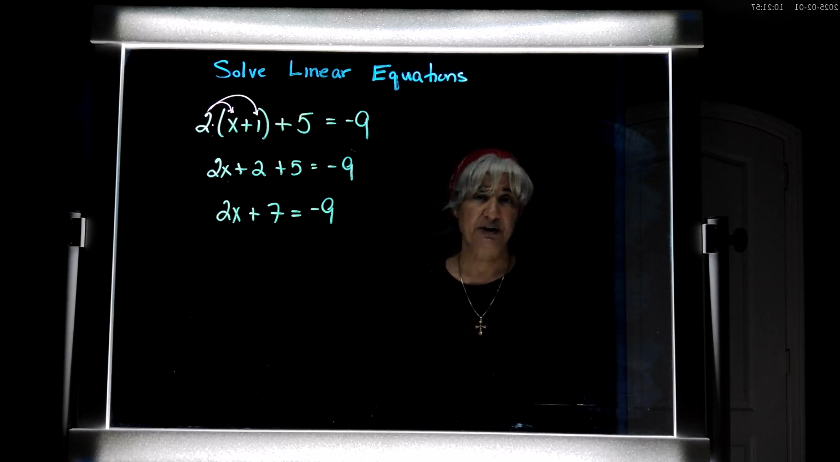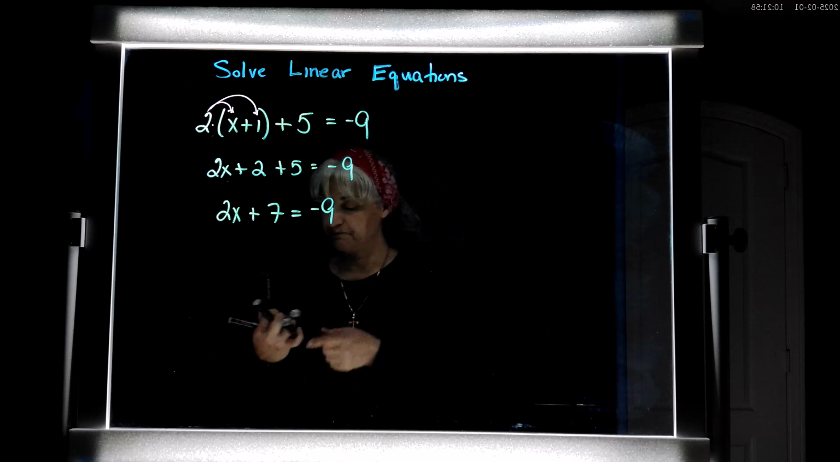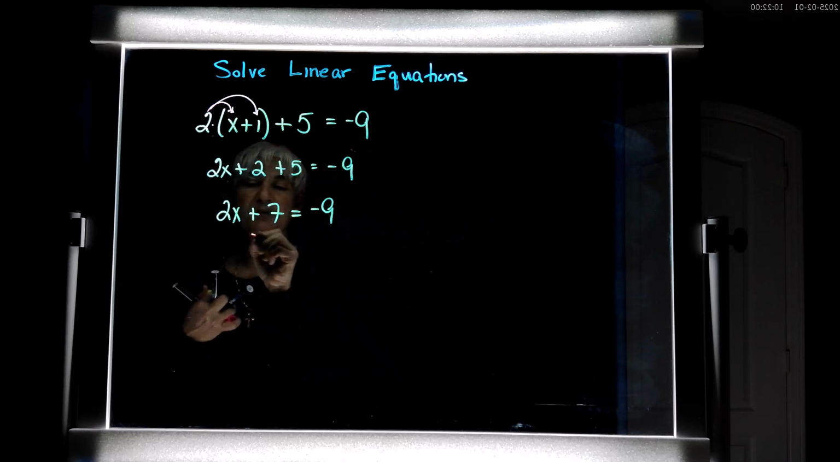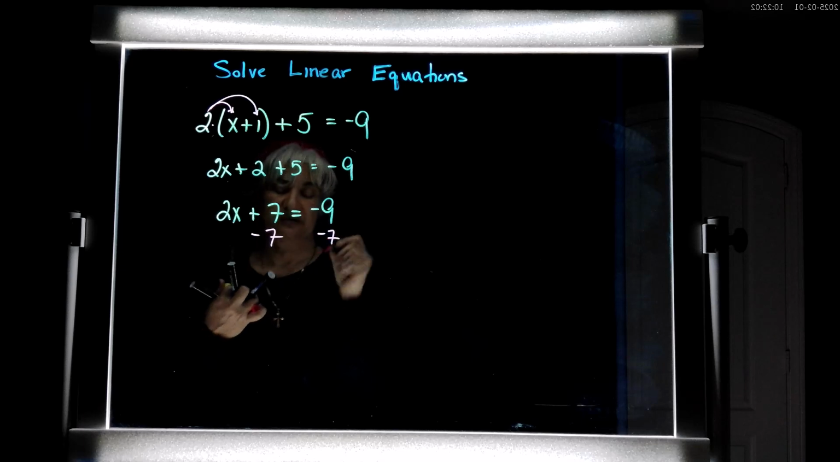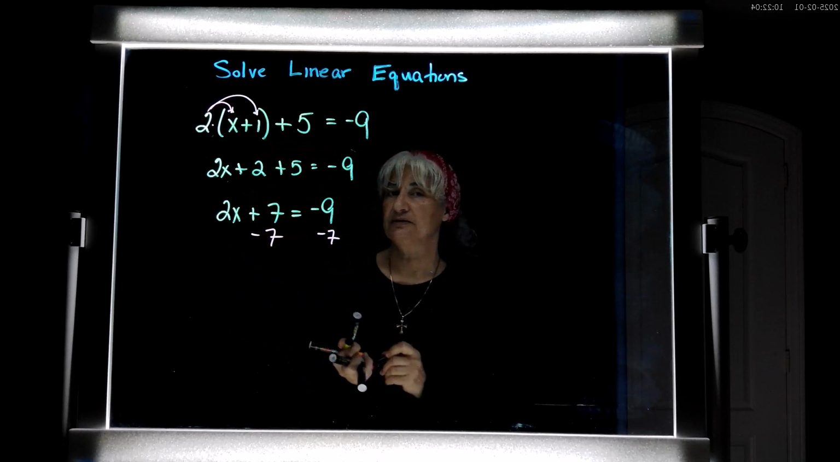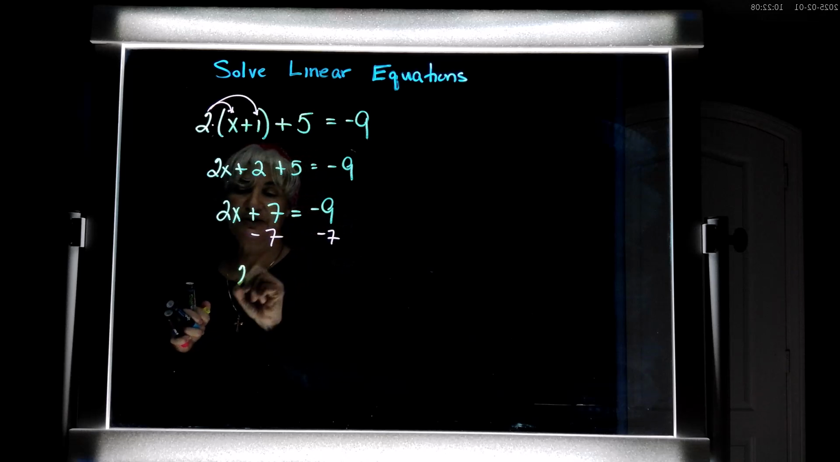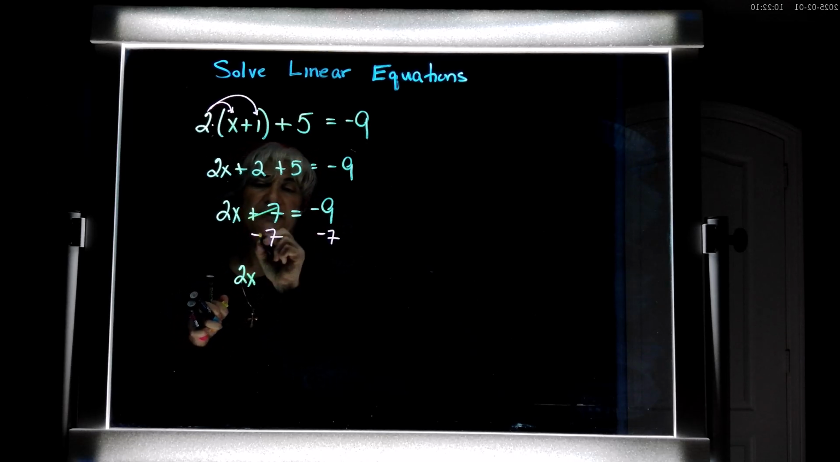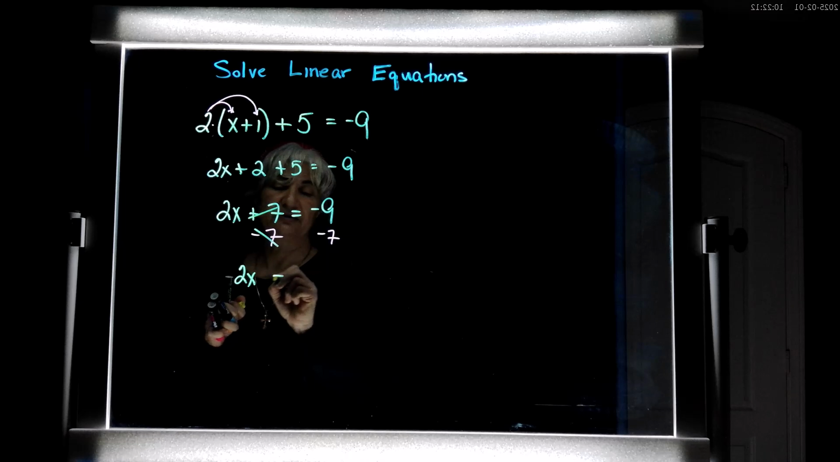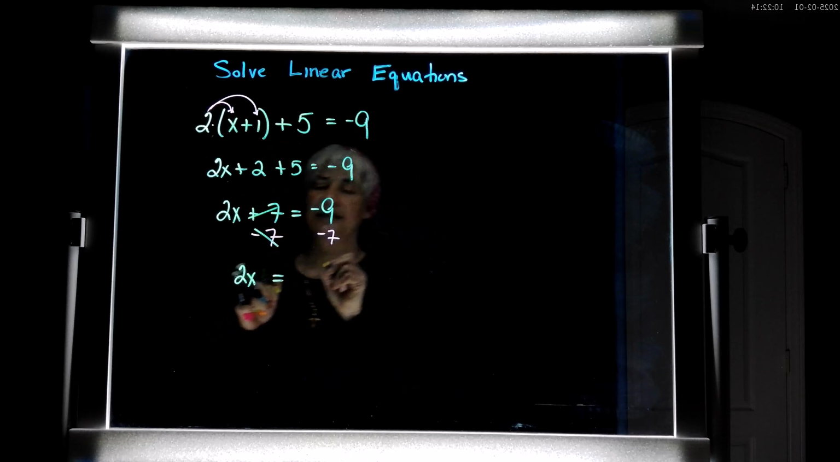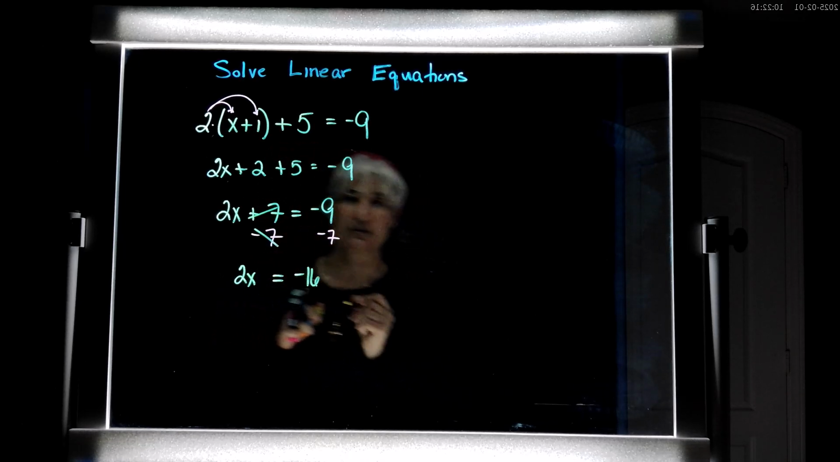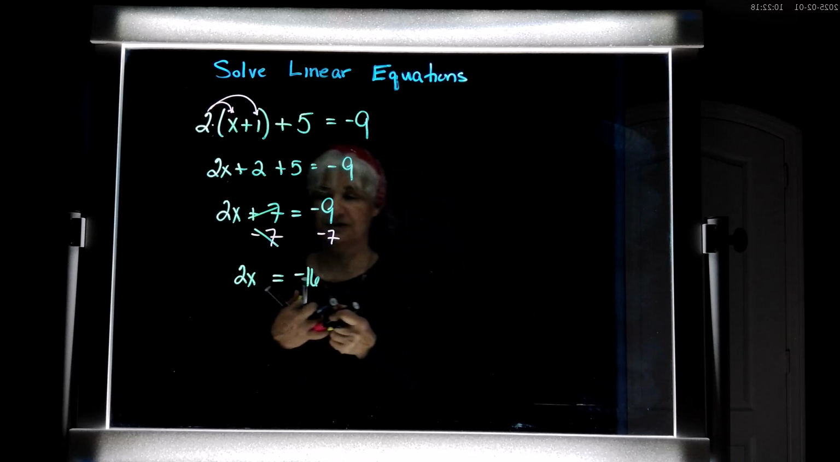And now we end up with an equation that we have worked with for a number of years, right? So tell me what to do. Okay, I hear you. Minus 7 on both sides. I got it. Now what? Good. You are going to bring down the 2x. The plus 7 minus 7 cancels, equals negative 16. You did it without your calculators, right? Good. Done?